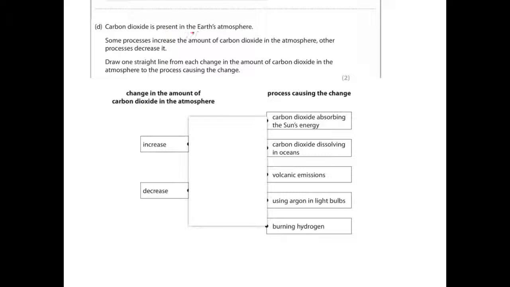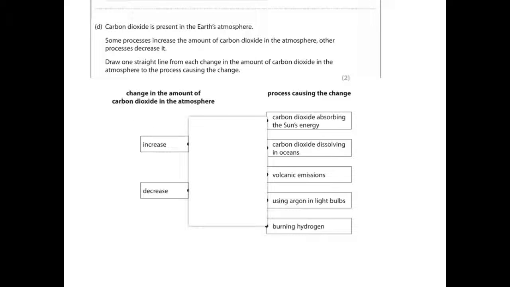Carbon dioxide is present in the Earth's atmosphere. Some processes increase the amount of carbon dioxide in the atmosphere, other processes decrease it. Draw one straight line from each change in the amount of carbon dioxide in the atmosphere to the process causing the change. So make sure you read what says one straight line from each change, so not lots of lines, to the process causing the change.